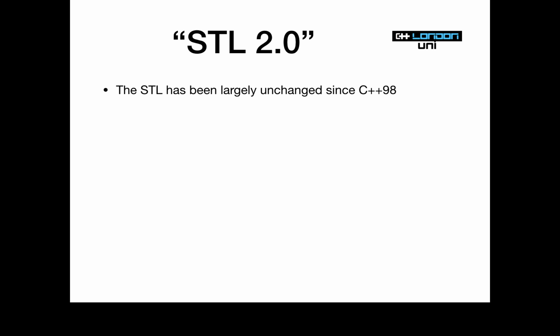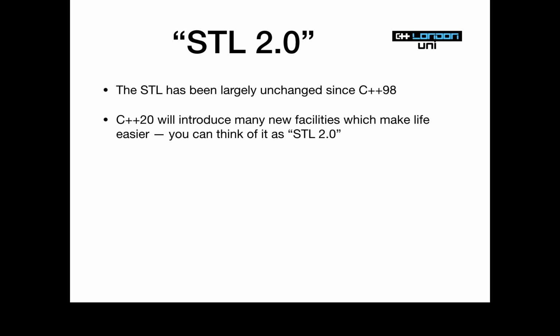In C++20, we're going to get a load of new stuff. All the old stuff is still going to be there, it's not going away, but C++20 is going to add a lot of more modern ways of interfacing with this. You can really think of the new C++20 editions as STL 2.0. So it's like a 2.0 release of software. We've learned from the 20-year-old version, we've polished it.